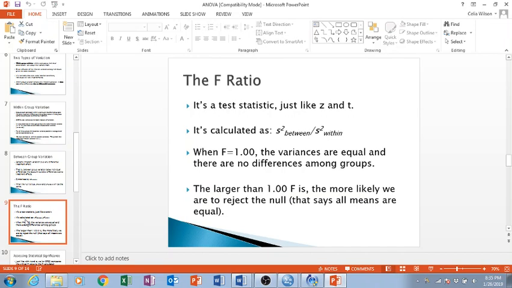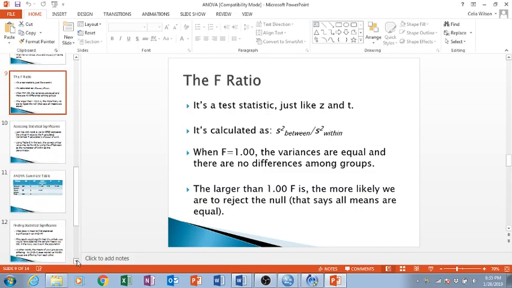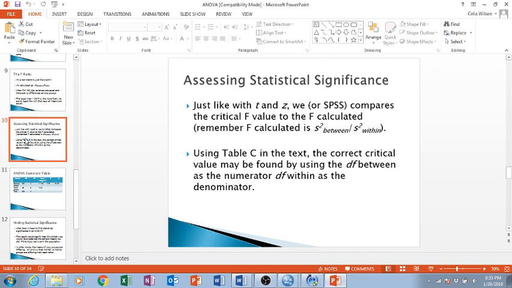And the more ANOVAs you run, you'll become more and more accurate with your kind of eyeball estimations. When you start seeing large F values, you're going to get an idea of, okay, that's probably statistically significant. Kind of like you were doing with the Z tests and the T tests. All right, so to assess statistical significance, we're going to do the same thing that we've been doing. Now, I have a note here about a table in your book.